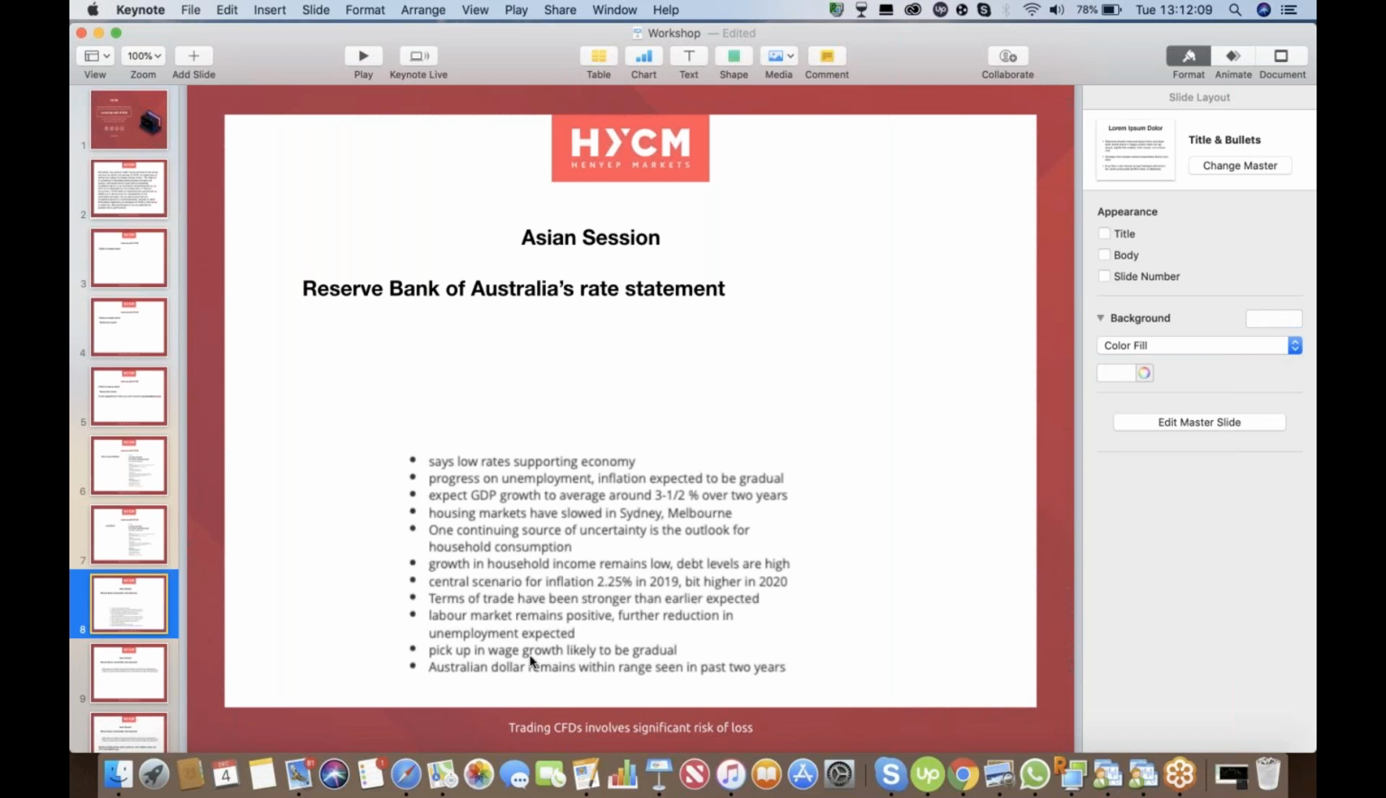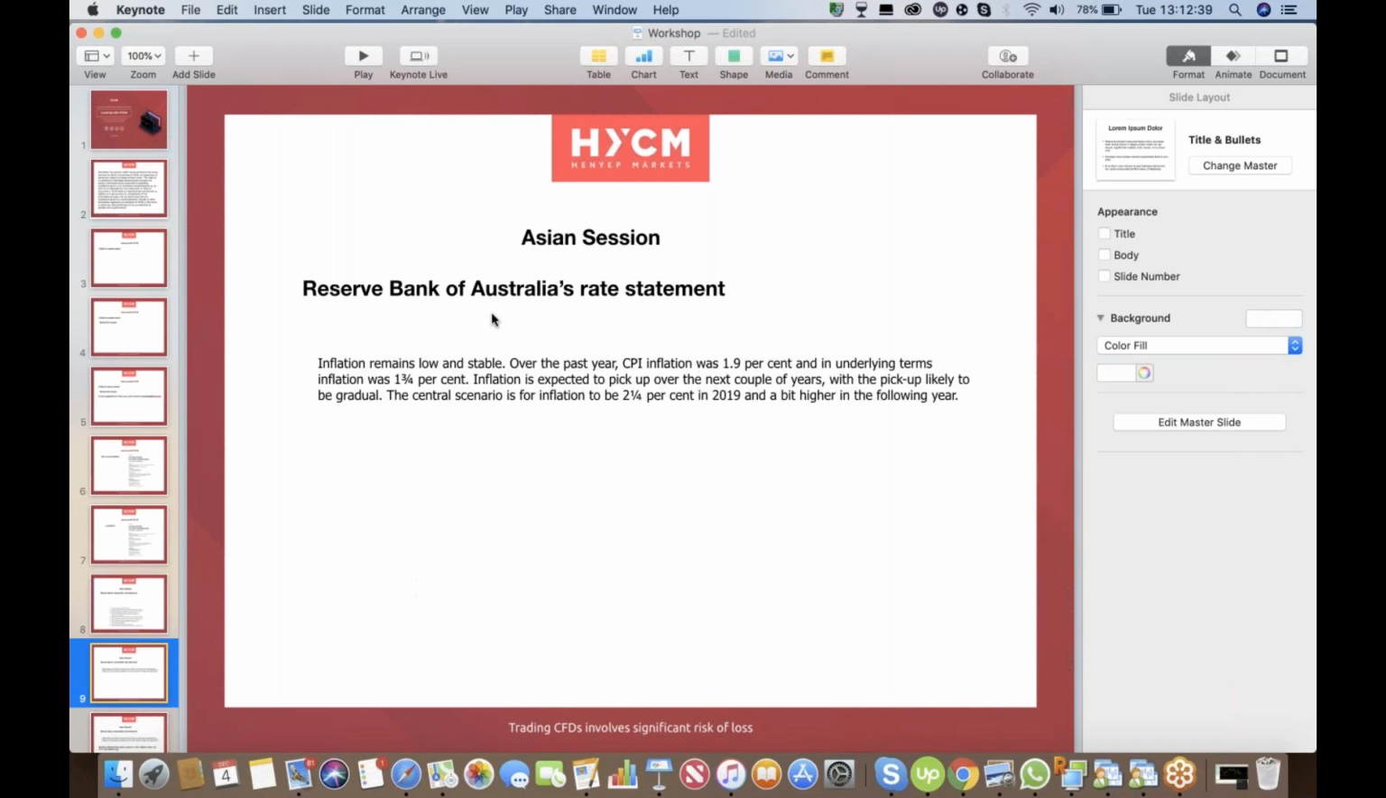So the basic news is there's nothing particularly new coming out of Australia. There was a sense, a little bit of a bullish Australian dollar reaction by the market, but there isn't anything of real marked interest here, aside from one interesting thing, which is this phrase here. They saw a central scenario for inflation to increase to 2.25% in 2019.